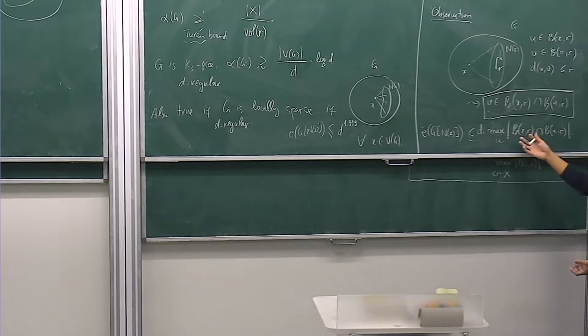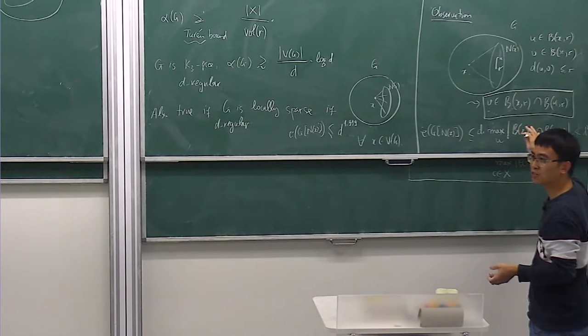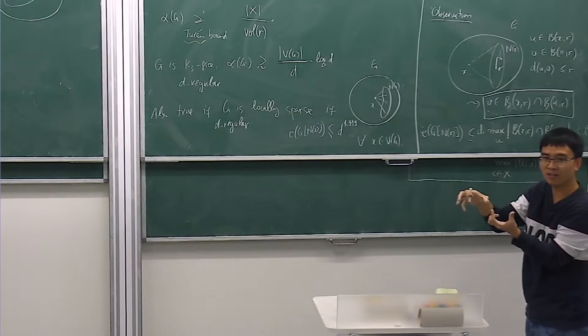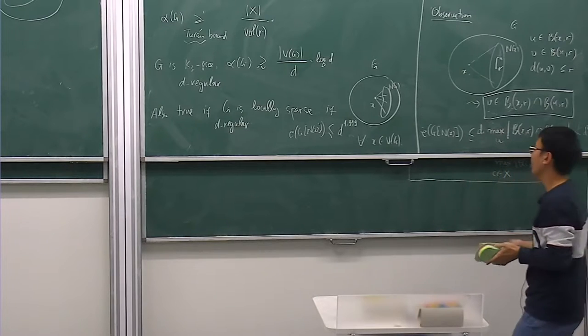But actually, this is not much smaller than D squared if the distance between X and U is big, because then this can be everything. The intersection of the two balls can cover almost everything. So we need to cut off into a range where the distance between X and U is small, or where the distance between them is big. But that's a technical issue.